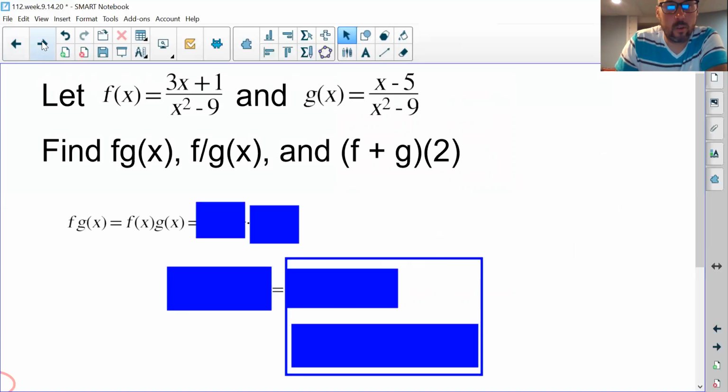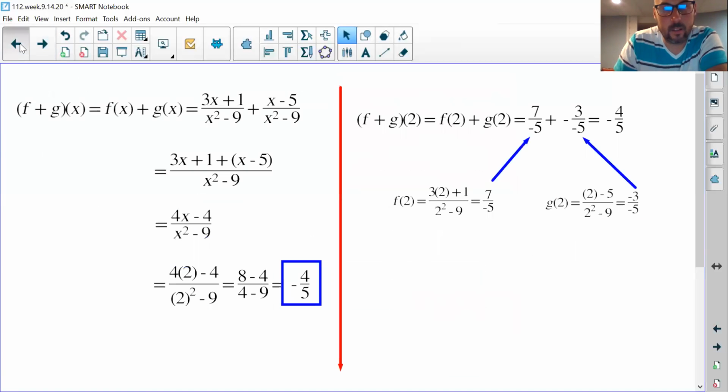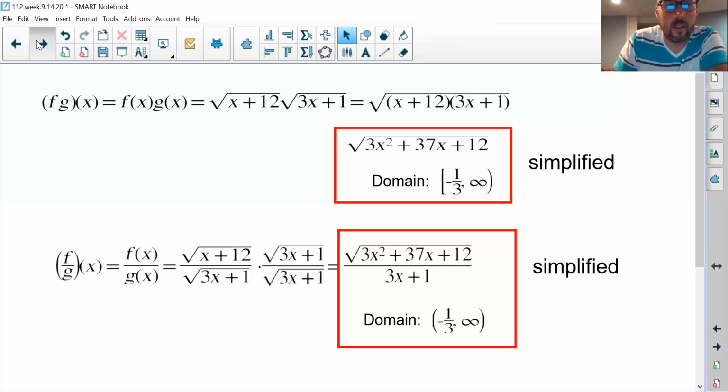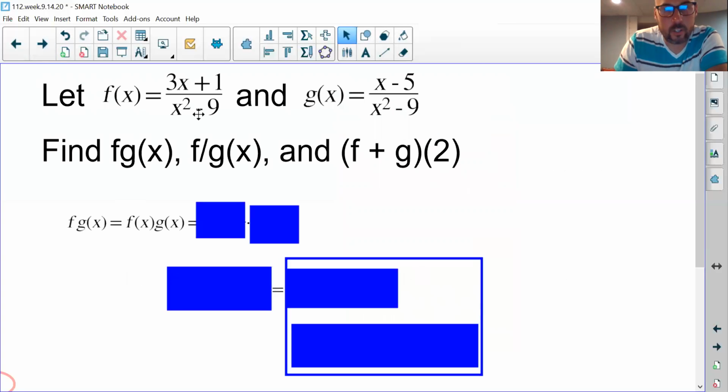Okay, 3 more slides. Two new functions, f and g. Find f times g, find f divided by g, and this is something new, f plus g of 2. And I always tell my students, if you begin with a variable, you're probably going to end with variables. If you begin with a number, though, you're probably going to end with a number. So f plus g of 2, my final answer is going to be a number. But f times g of x, my final answer is going to have some x values in there.